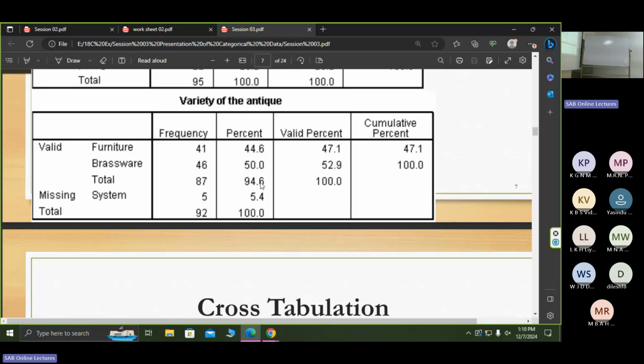Then what has happened? The percentage and the valid percentage. Two different values. Here we take the 92 and calculate the percentage. For the valid percentage, we only consider the 87. Understood? Okay.